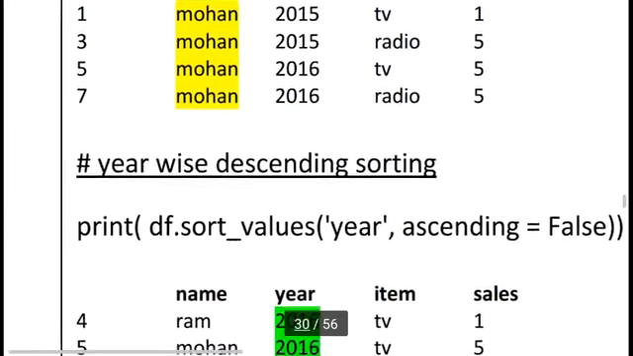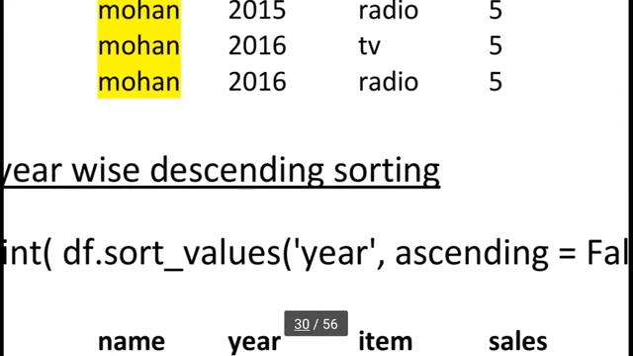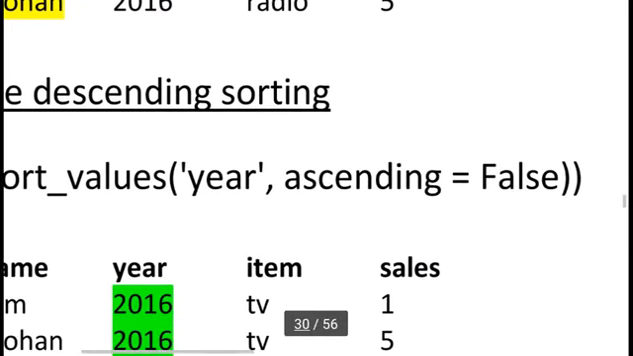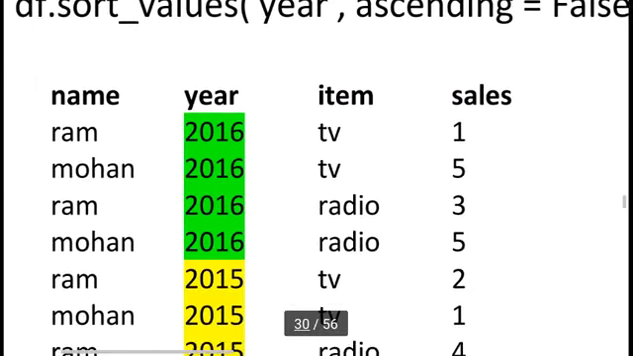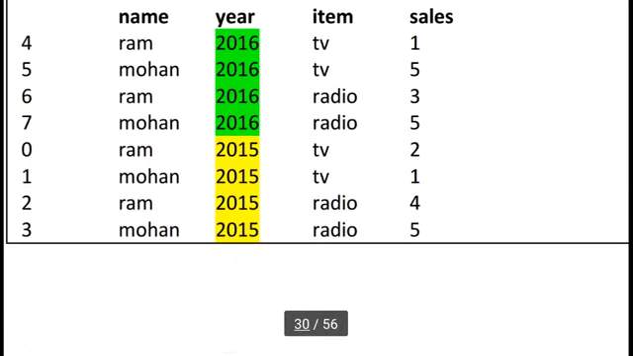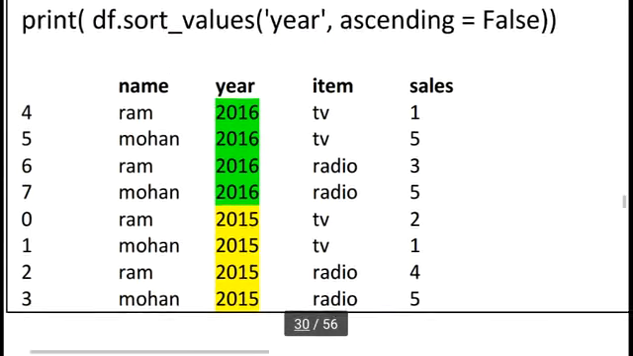Suppose in year descending, simply we can use df.sort_values year, ascending is equal to false. Ascending is equal to false. This statement will decide year will show in descending. So 2016 is highest, then 2015. All the rows will shuffle according to this year-wise.